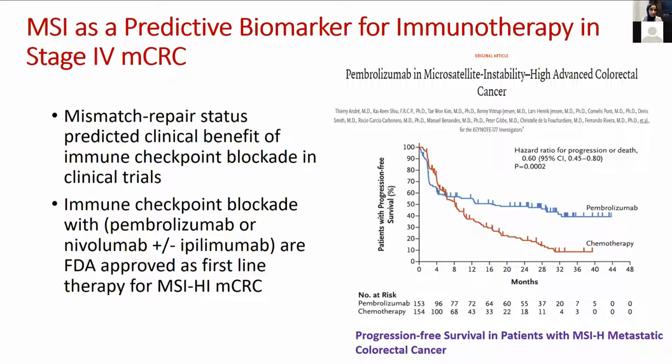MSI is also a good predictive biomarker for immunotherapy, especially in stage 4 metastatic colorectal cancer. As has been shown, MSI high metastatic colorectal cancer treated with pembrolizumab has a better overall survival in comparison to the chemotherapy treated group. So immune checkpoint blockade is currently FDA approved as first-line therapy for MSI high colorectal cancer, and this testing should be performed. As we have said, it's universal, but it's specifically important as predictive therapy in stage 4. The currently approved agents are pembrolizumab, or we can use nivolumab with or without ipilimumab.